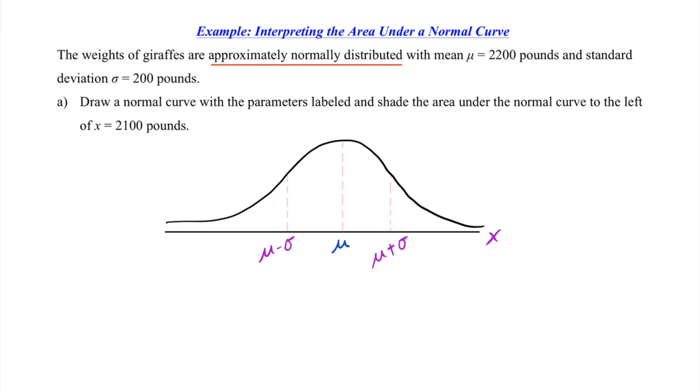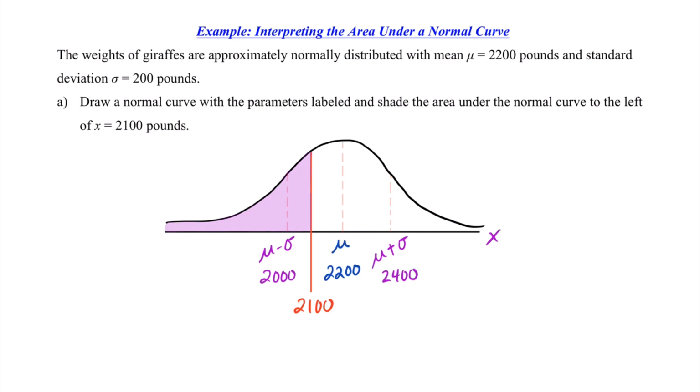Now that we have our generic normal curve, we can start throwing in the details for this particular example. That is, first they give us the mean of 2,200 pounds, and since we have a sigma of 200 pounds, mu minus sigma would be 2,000, and mu plus sigma would be 2,400. We need to shade the area of the normal curve to the left of the x value, being 2,100 pounds, so that means our x value would be between our mean and 1 sigma below the mean, and shading the area to the left means we have our graph of the normal distribution with these given parameters.